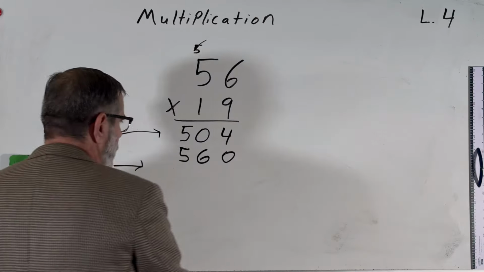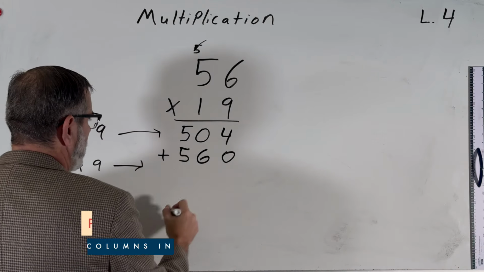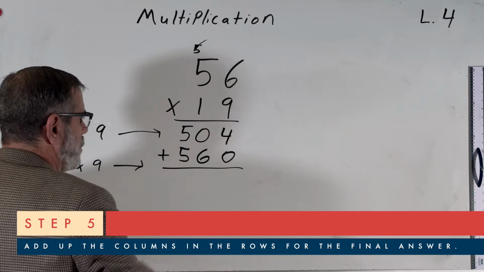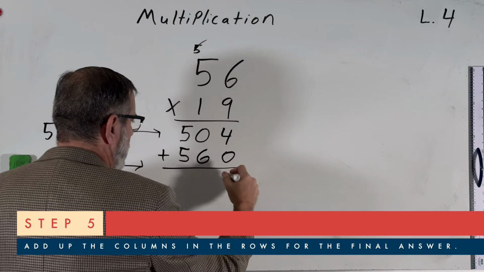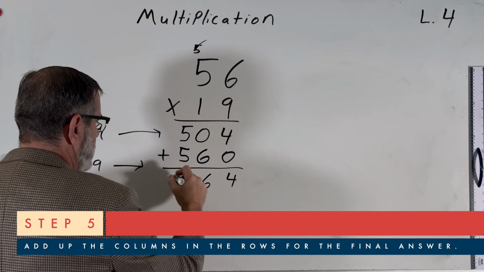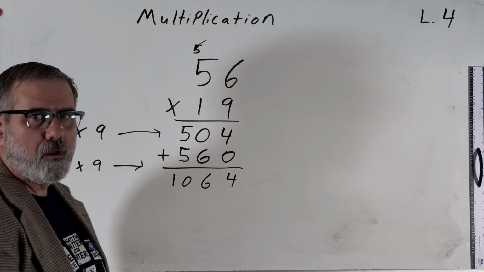And that's the reason that I told you to be really careful in how you write them. So we'll put a little plus mark there, and then we can use what we learned in lecture 2 to add these two rows up. So 4 plus 0 is 4. 0 plus 6 is 6. And 5 plus 5 is, of course, 10. And we get our final answer of 1,064.